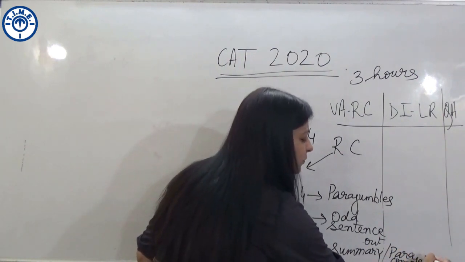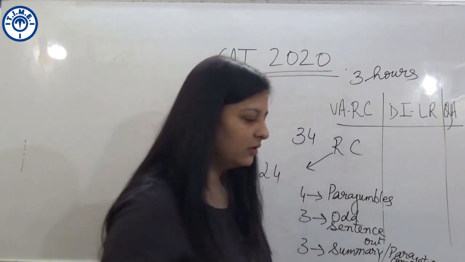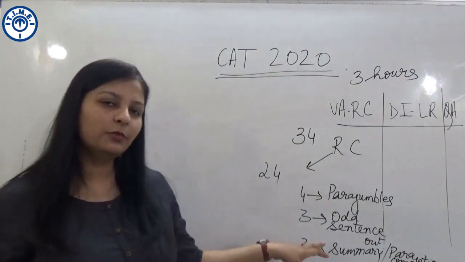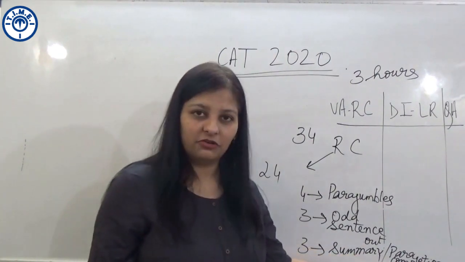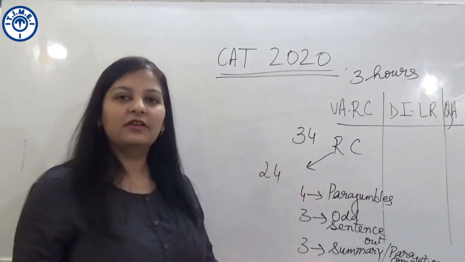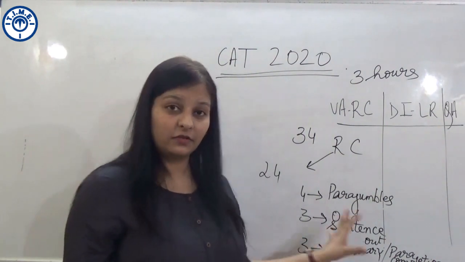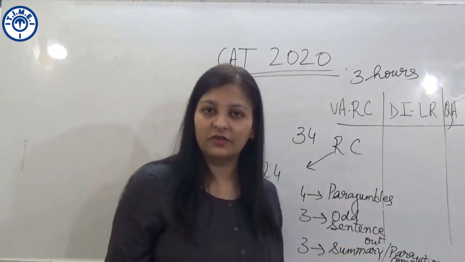This year, there was no question on para-completion. The 3 questions were on summary, but you have to be prepared with both of them. You can get questions from either summary or para-completion. One more thing, this has been the pattern for the past 4 years, so we are expecting this to be the pattern this year as well.